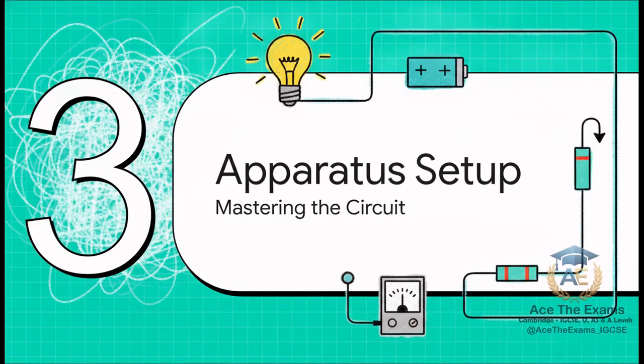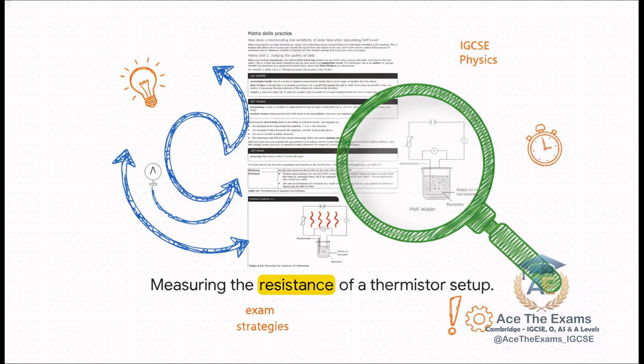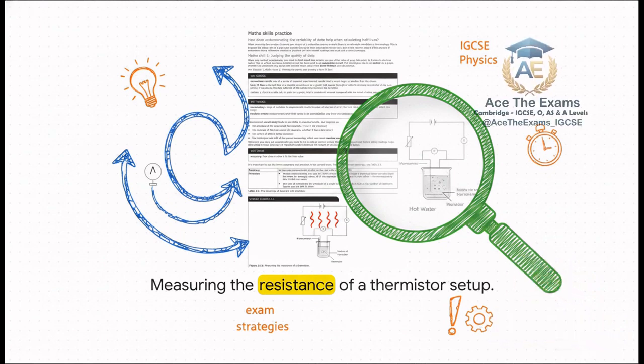Section 3. Mastering the apparatus setup. Let's apply our framework to a classic Cambridge-style circuit setup you're highly likely to see on your paper. This shows the setup for measuring the resistance of a thermistor. Pay close attention to the details here.